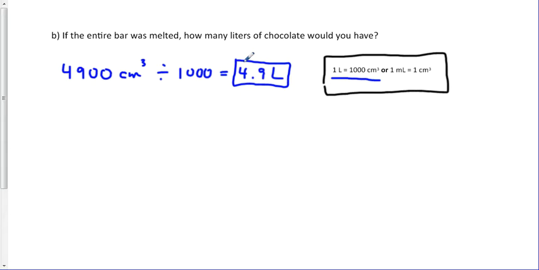Liters are just another way to express volume, and that's where it comes from. A liter is 1,000 of those centimeters cubed. 4.9 liters. So kind of a silly question, because think of 4.9 liters. When you buy bags of milk, I think you can't even buy more than 4 liters at a time. That's like drinking that much chocolate. So it's pretty crazy. But I thought it would be fun to wrap our minds around how big that chocolate bar is.